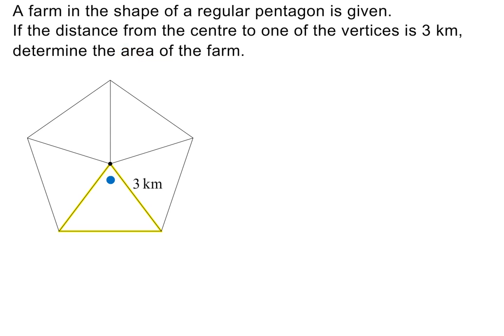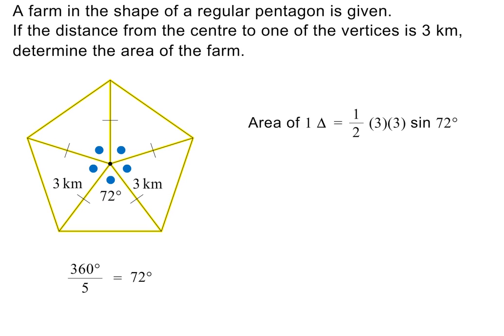And because this is a regular pentagon, we know that we have 5 congruent isosceles triangles, with two sides equal to 3 kilometers. The 5 angles at the center are also all equal in size. To find the size of one of these angles, we therefore need to divide 360 degrees by 5. This means that each angle at the center is equal to 72 degrees.